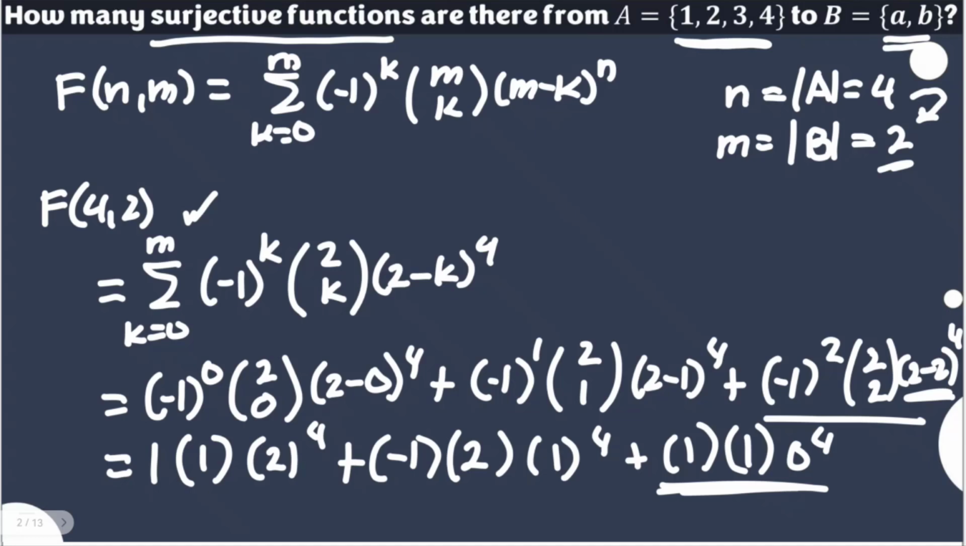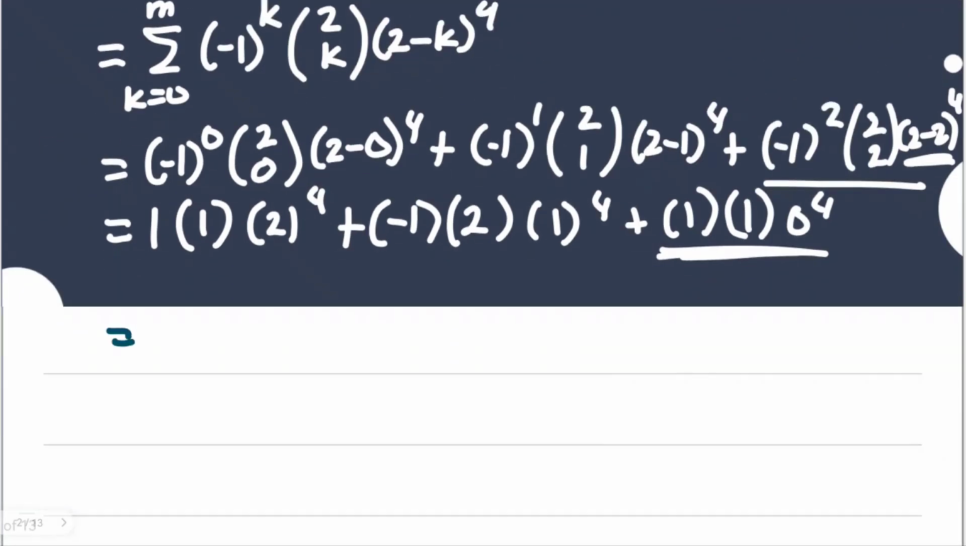Then the next part is to simplify that. 2 to the power of 4 is 16. You have minus 2 because that's 2 times 1, and plus 0. So how many surjective mappings can we have for distributing 4 elements into 2 distinct boxes, considering that those boxes will each have an element? We have 14 of them.